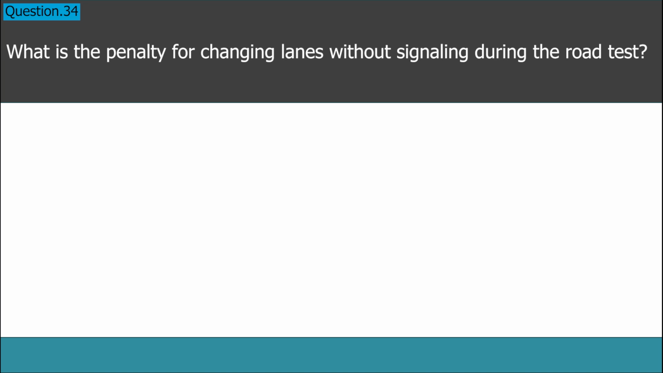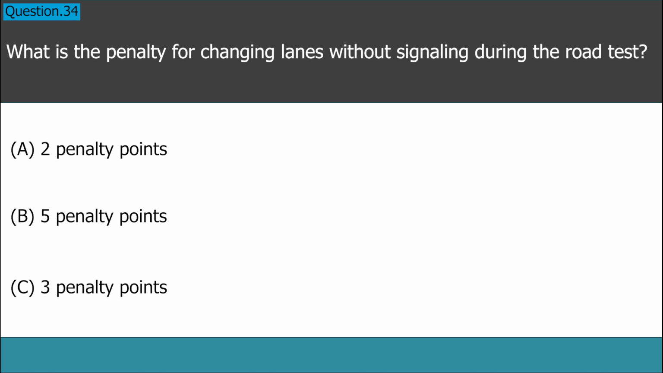What is the penalty for changing lanes without signaling during the road test? A. 2 penalty points. B. 5 penalty points. C. 3 penalty points. Answer: B. 5 penalty points. Signaling is crucial for informing other road users of your intentions.